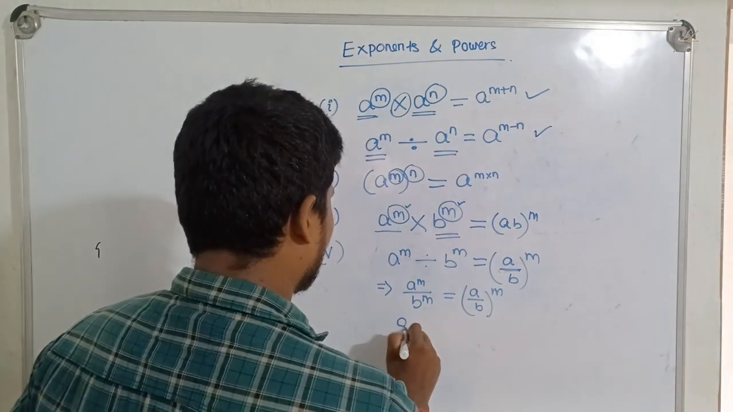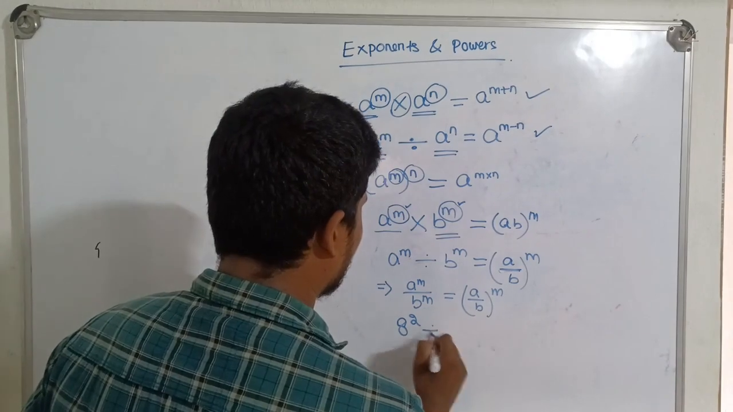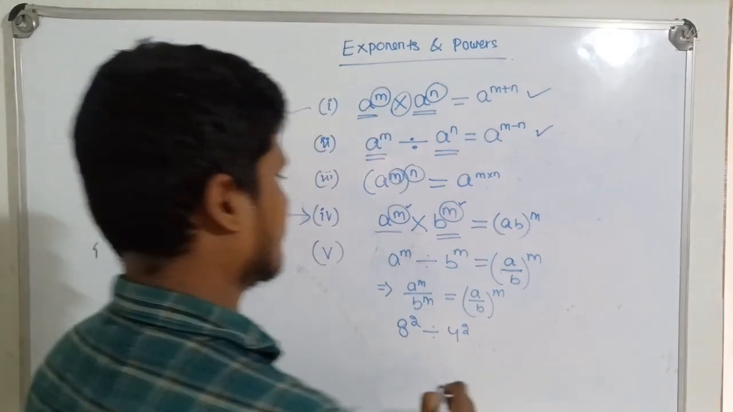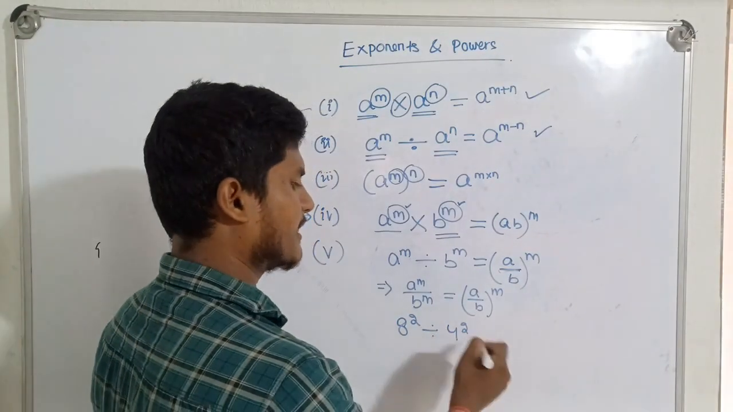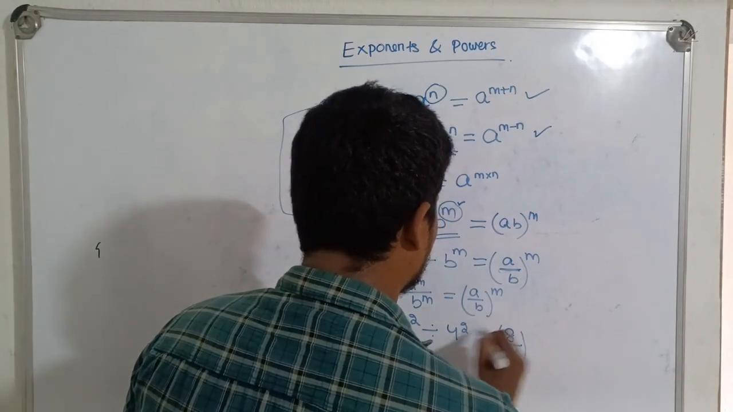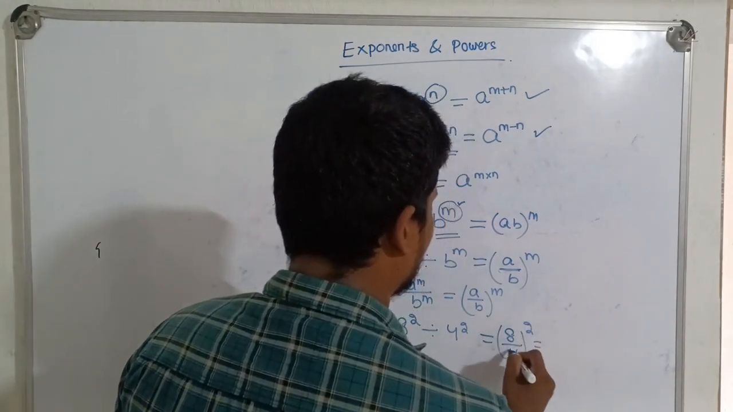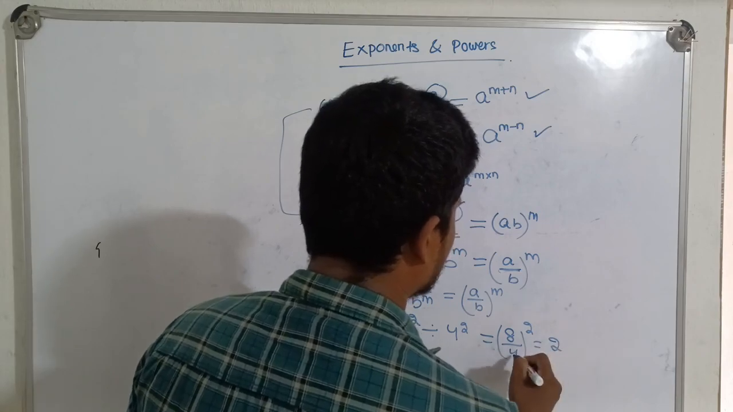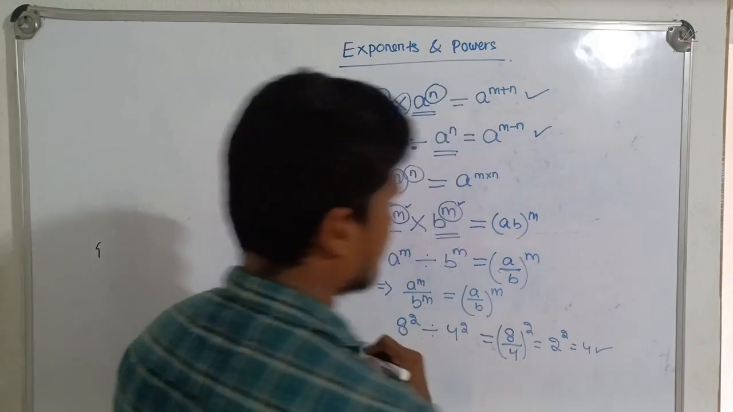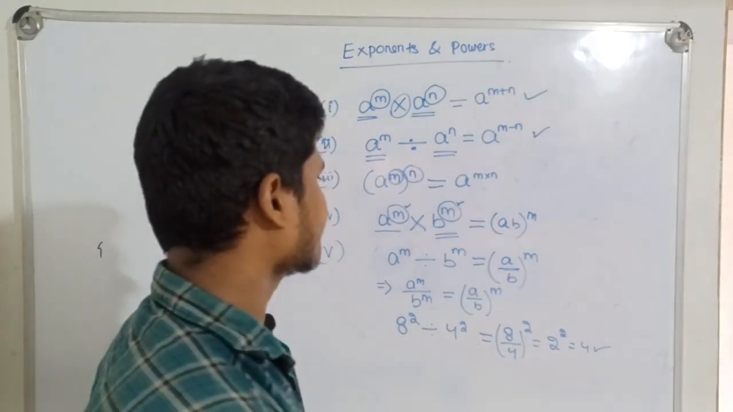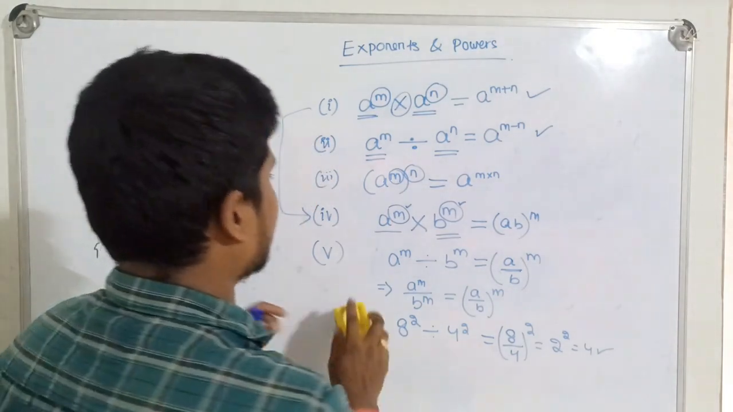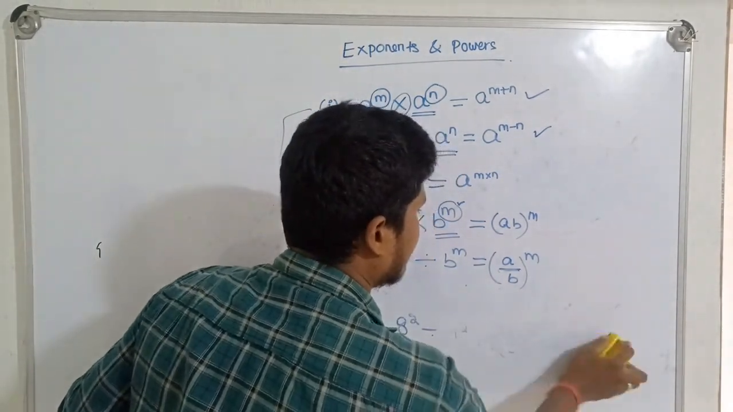So I can take 8 to the power 2 divided by 4 to the power 2. Just look: 8 here and 4 here, common power 2 here. 4 twos are 8, so 2 to the power 2. That means you can also write 4 as your answer. So let's move to another example, another type of formula.